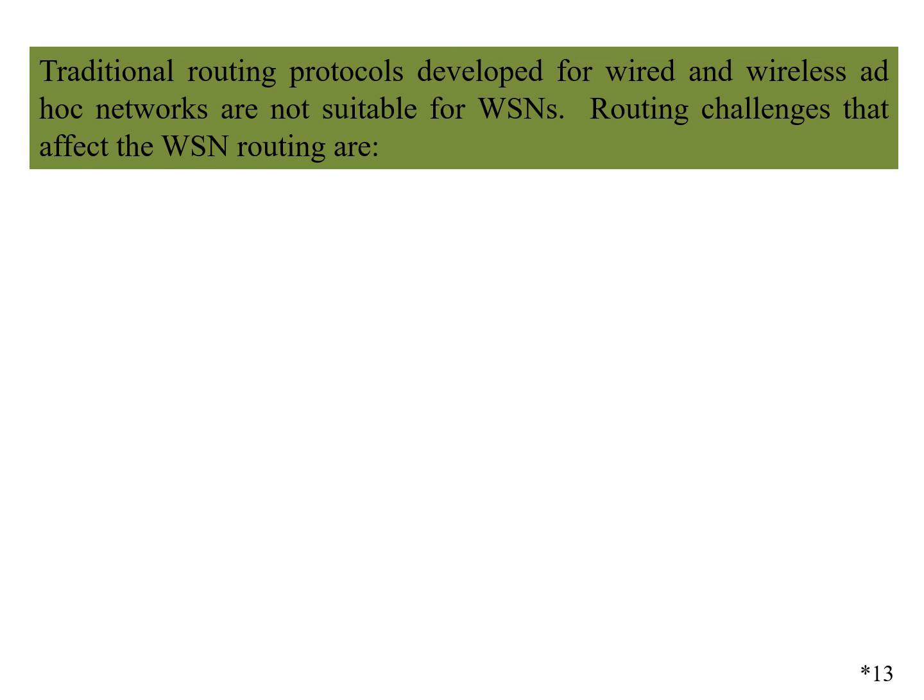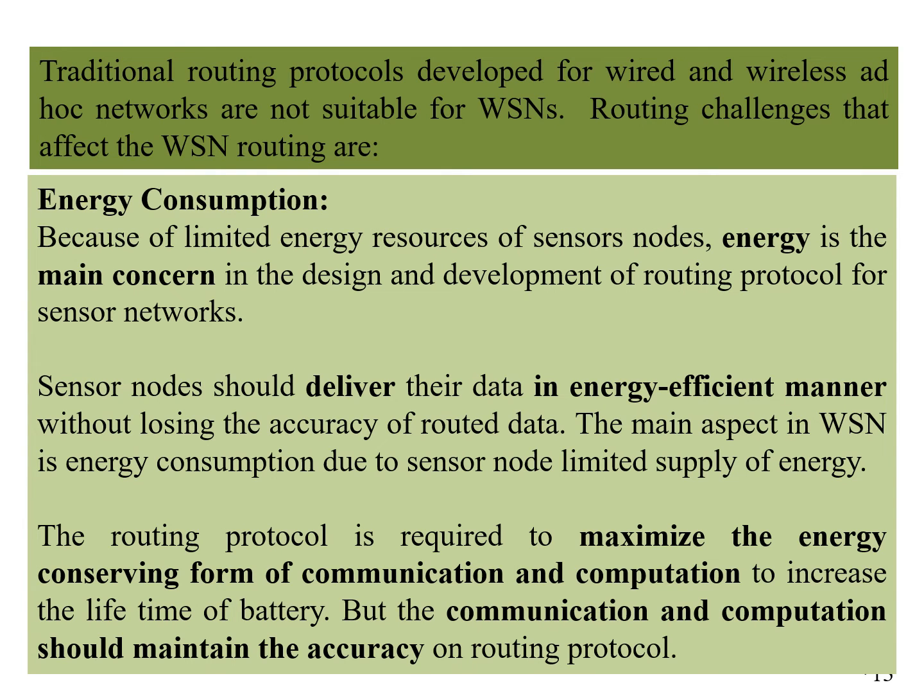Alright, so here there are some routing challenges that affect the wireless sensor network routing. And what are those challenges? Number one is the energy consumption. Energy plays an important part in wireless sensor networks. And in a wireless sensor network, it is not necessarily the case that all nodes have powerful energy. There are some nodes that have more energy, and there are some nodes that have less energy.